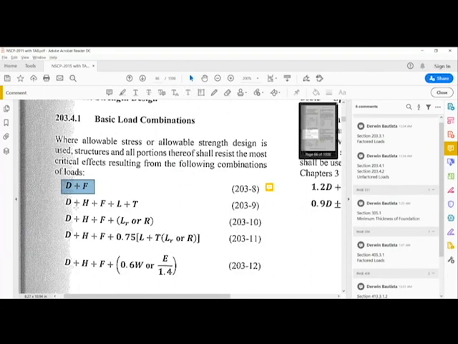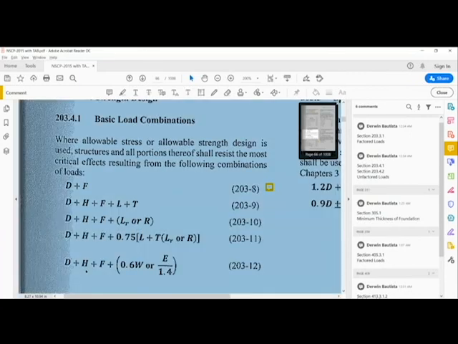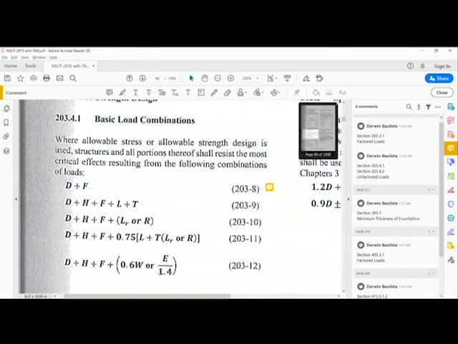This one, D plus L. This one, D ulit. This one, D plus 0.75 L. This one is equal to D ulit. So the maximum unfactored load, or maximum service load that we can use, is the sum of the dead load and the live load. So that is D plus L. Okay, let's go back to the notes again.